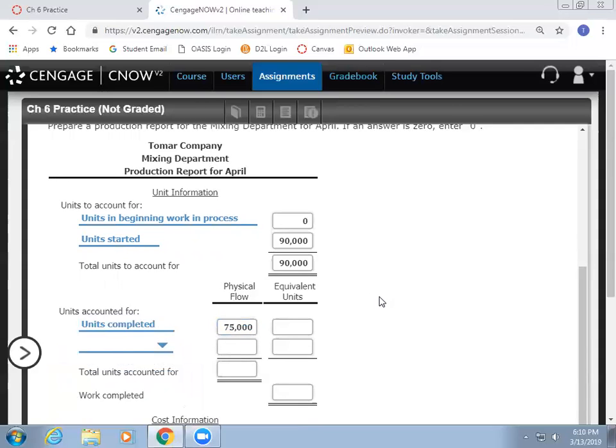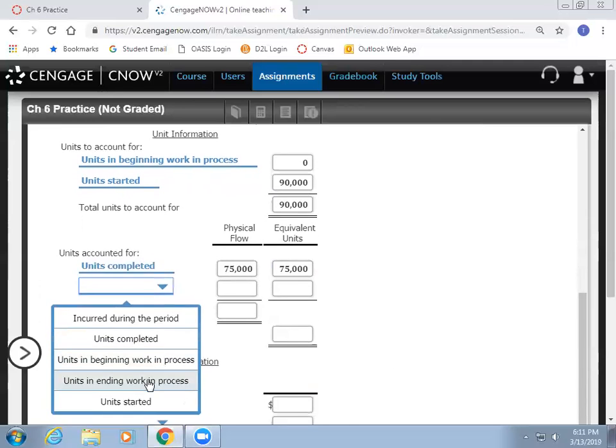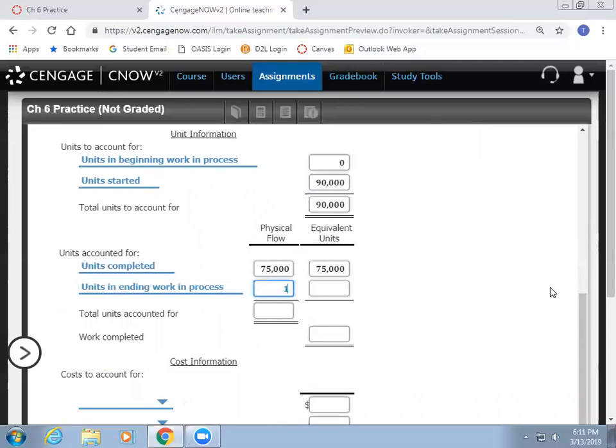And equivalent units of production are always easy. They're always 100% when they're completed. So that's also 75,000. And then we have the ending work in process. And they told us that was 15,000, which would reconcile our total 90,000 units to account for, 75 plus 15.